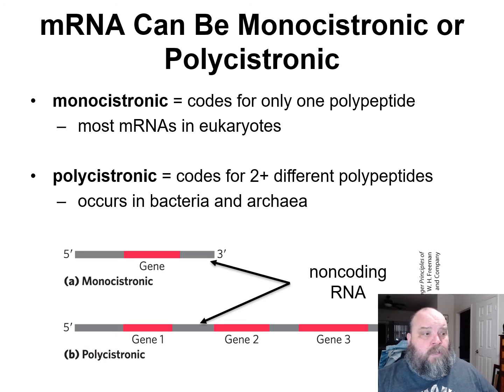Translation is going to occur. Ribosome is going to hop on at the 5' end, and it's just going to march on down. Boom, boom, boom. Here's the new start codon. Here's the first polypeptide. Keep going down, down, down. Here's the next start codon. Here's the second polypeptide, and continue on like that.